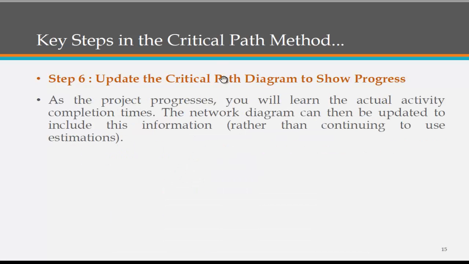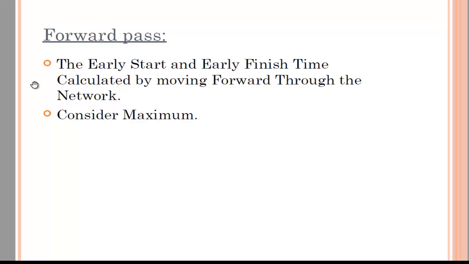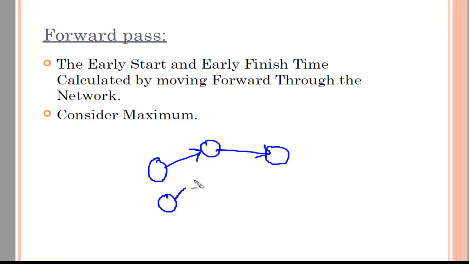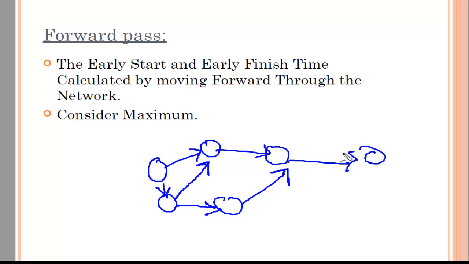And after that, you have to update the critical path diagram to show the progress. This all will make sense when we come to the problem. But before that, we need to learn these terms a little bit. So the first term we have is what is called a forward pass. In a forward pass, we have, for example, this is my network, and it's coming from here also, it's going here, then it goes here, and it's going here, say here.